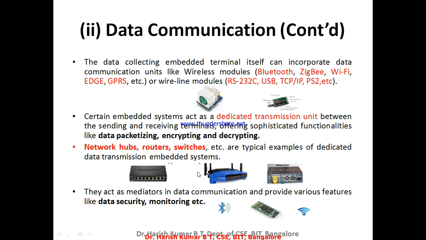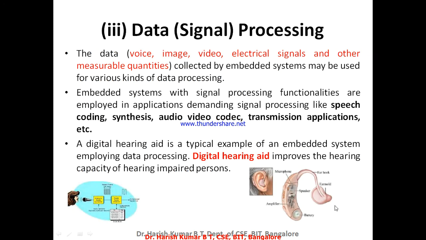Network hubs, routers, switches. I have shown the pictures here. This is a D-Link switch, and this is the router, and this is the network hub. And network security, monitoring, everything is required. And this is what Bluetooth is, and this is what Wi-Fi is.